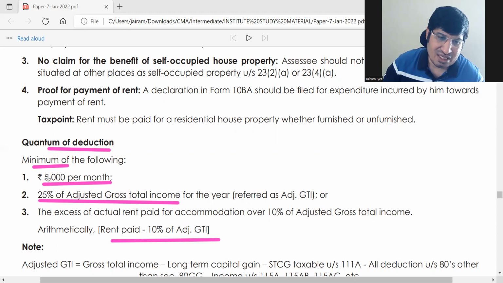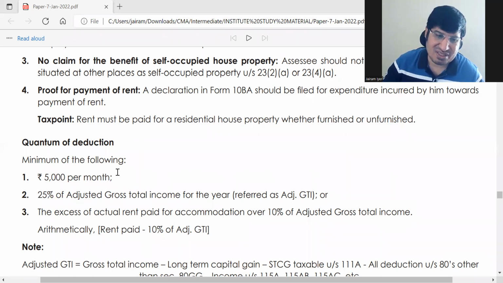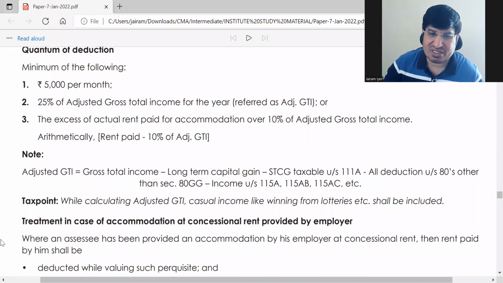The three things, remember: 5,000 per month, that is 60,000 per year; 25% of adjusted GTI; and the third point is rent paid minus 10% of adjusted GTI. Adjusted GTI computation is the same as we saw in the previous section.